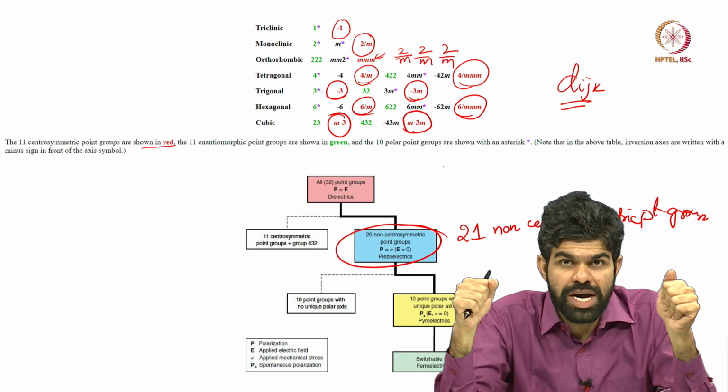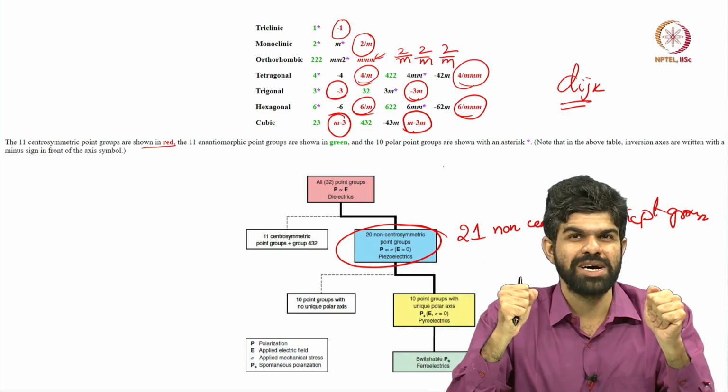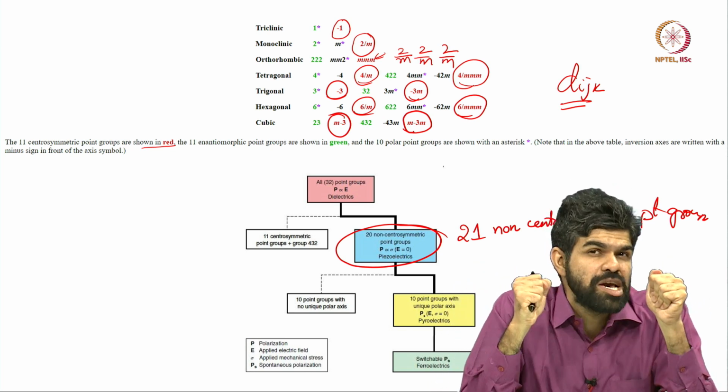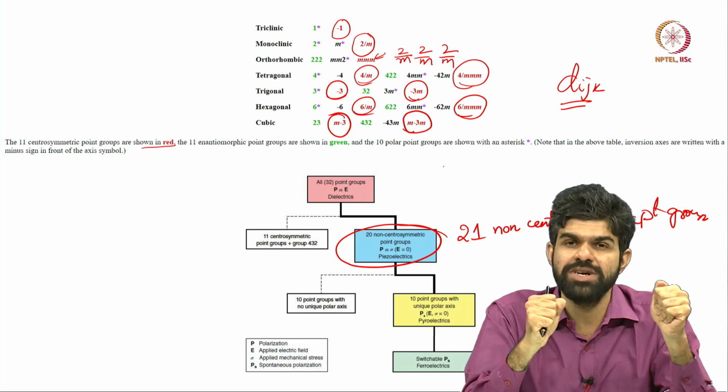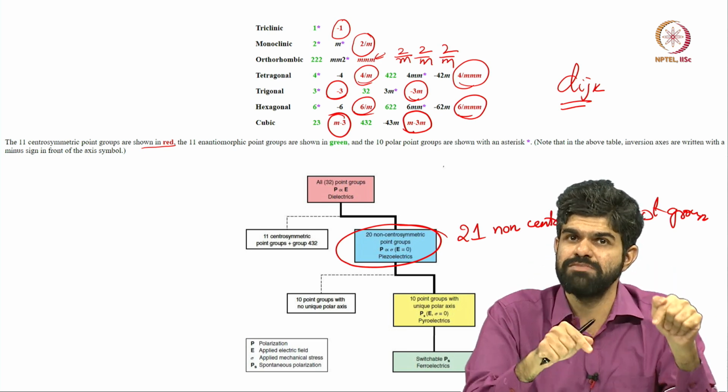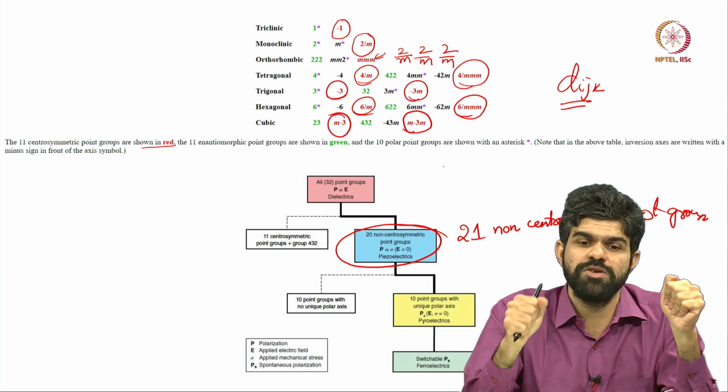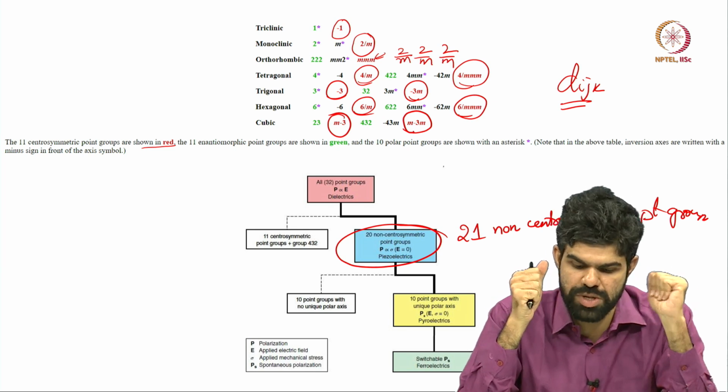Symmetry is a very strong argument. Symmetry can forbid things from happening. Symmetry can say this cannot be piezoelectric. If you are confident about your symmetry determination, this material cannot be piezoelectric, if it belongs to one of these 11 point groups.